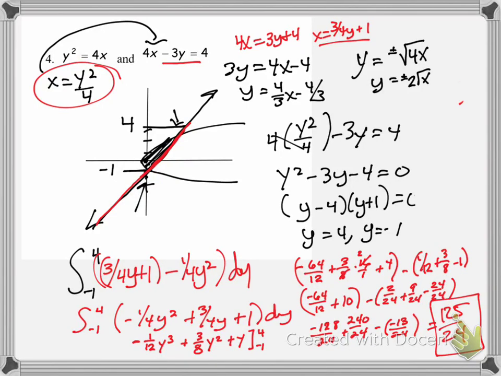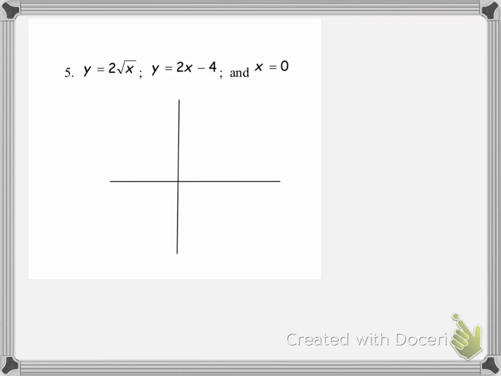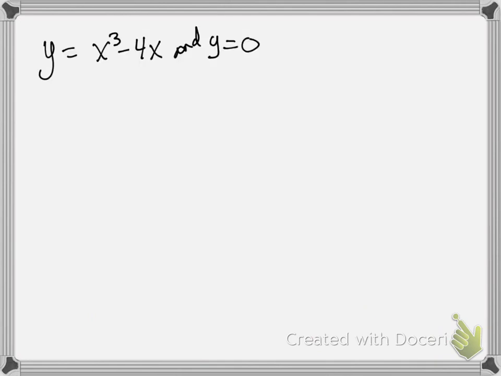Okay, so when you check this guy out and do all the math, you should get 125 over 24. All right, so I want to do one more graph. So let's see. Okay, so this one is the one I want to do.